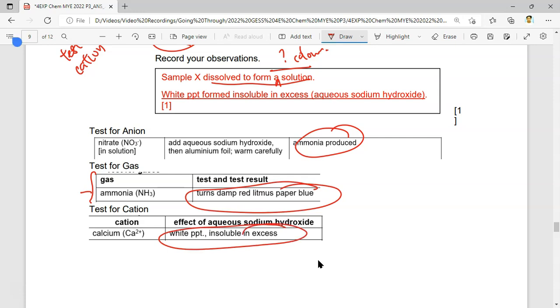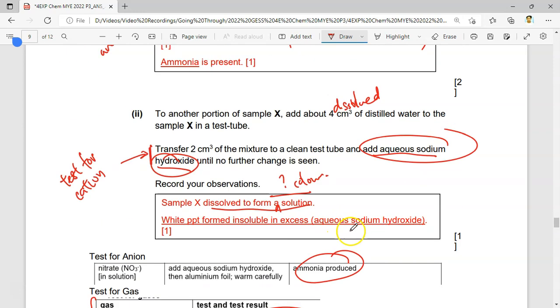So what you observe is that you saw white precipitate form. You add more sodium hydroxide, it doesn't dissolve. So how exactly should I express my answer? It's actually over here. You realize in the data booklet, the answer is still there. White precipitate formed. So you must add a bit of your own words here: insoluble in excess sodium hydroxide. 1 mark. Many of you don't know what to write, or you write weird stuff.